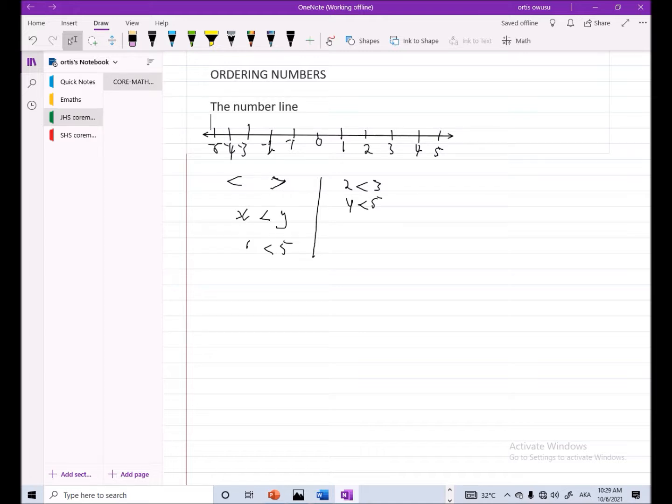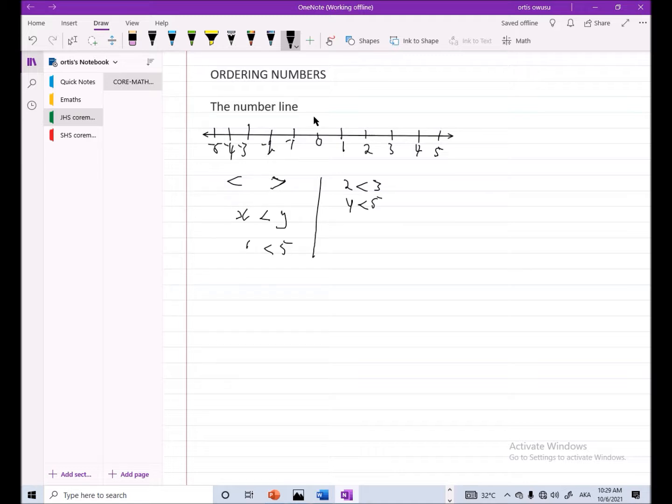Let's continue. So we can see that a number on the number line is always greater than any number on its left, and smaller than any number on its right. All right, okay, so now let's continue.